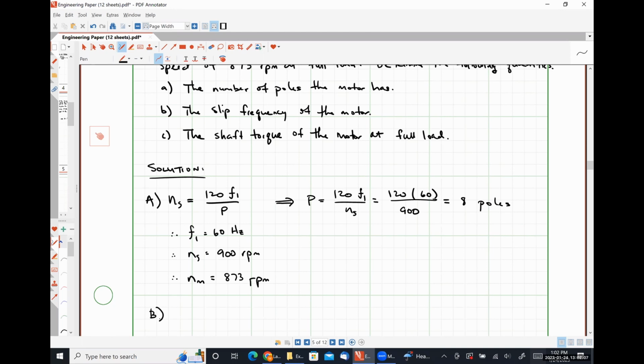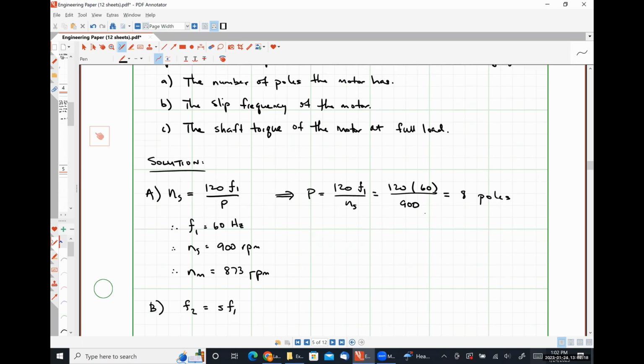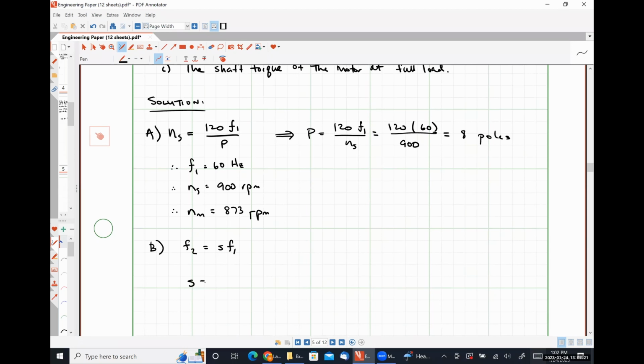Part B, slip frequency. So that's just F2, which we know to be S times F1. Well, how do we get S? Yeah, NS minus NM over NS. So this is going to be, sorry, 900 minus 873 over 900, which comes out to be 0.03. Absolutely right.